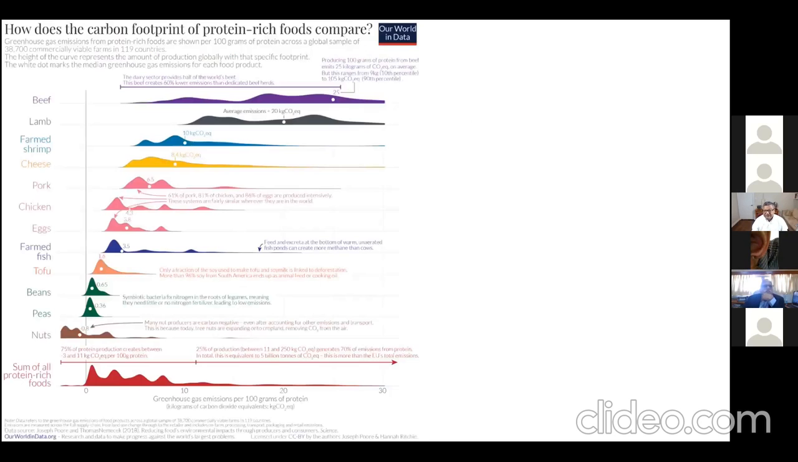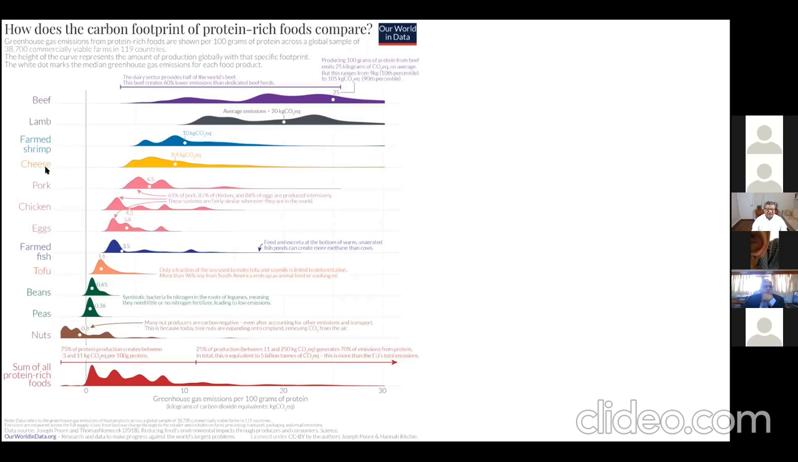Let me end my talk with what we grow and what we eat. This is a fascinating area, and I'm getting more and more fascinated about this because I like food. But the problem is the following: the CO2 emissions for every 100 grams of protein that we eat have a huge impact depending on what the source of the protein is.